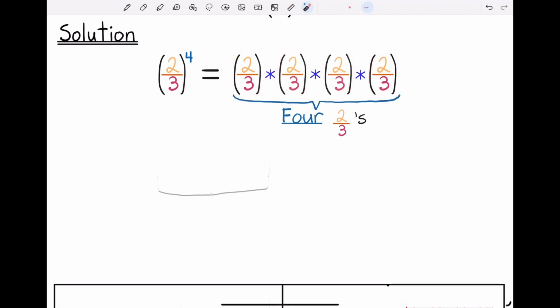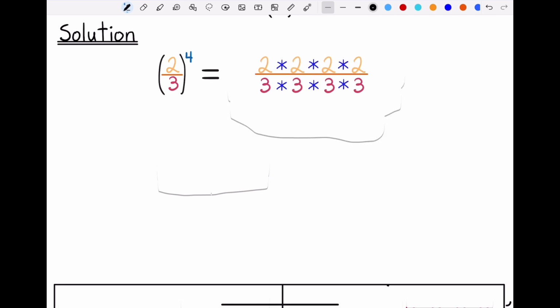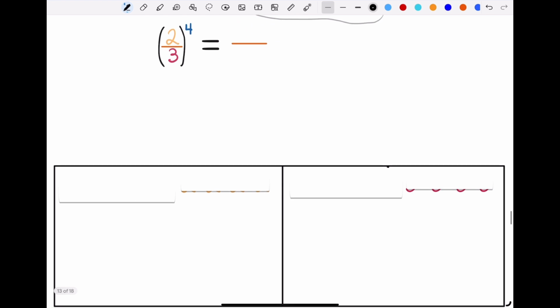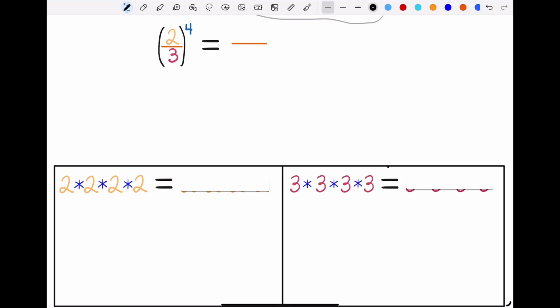So using what we did from the last video, we're going to multiply these 2's on the top to get our numerator, and then we'll multiply the 3's on the bottom to get our denominator. So as a first step, it looks something like this. And now we just have to evaluate the top and the bottom to get our final answer. So let's begin this calculation. For the numerator, we have to multiply the four 2's, and for the denominator, we have to multiply the four 3's. And we have extra copies of each so we could show the work.